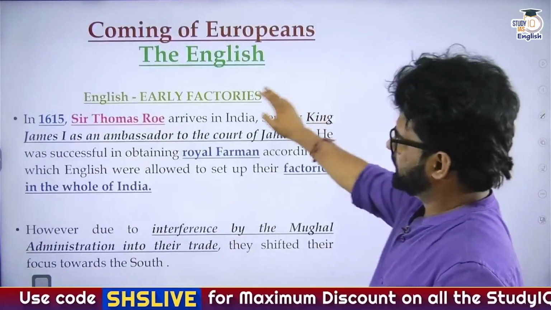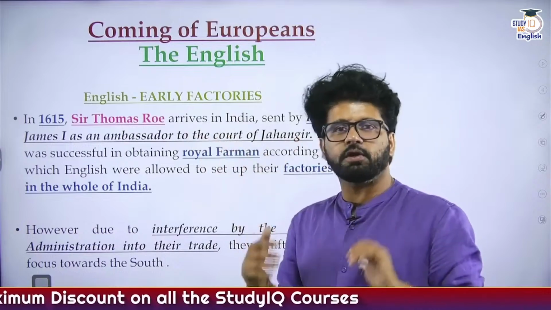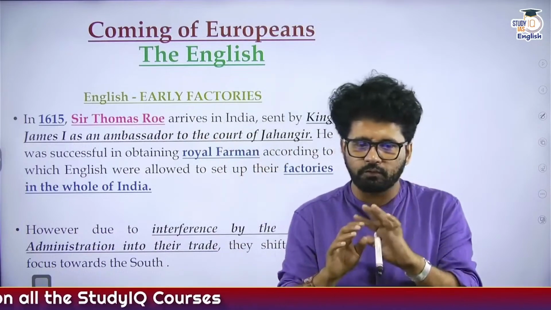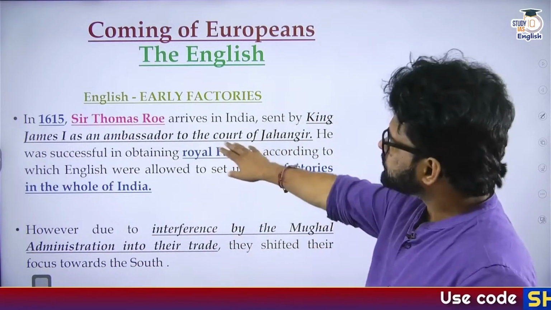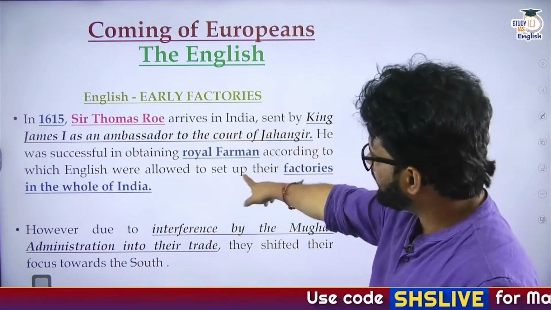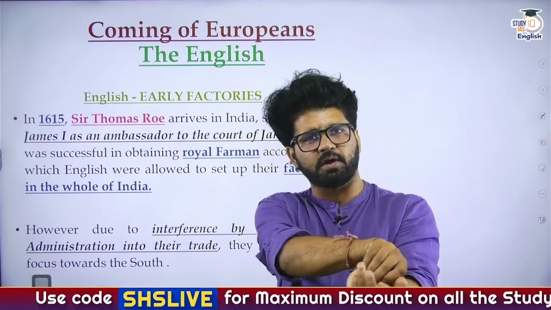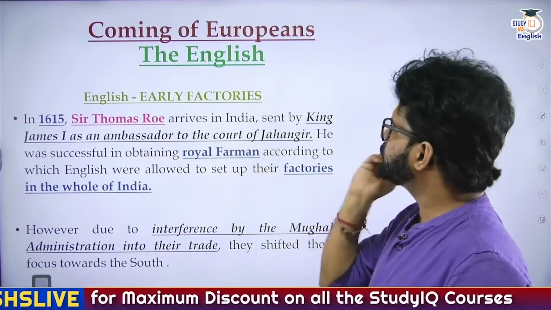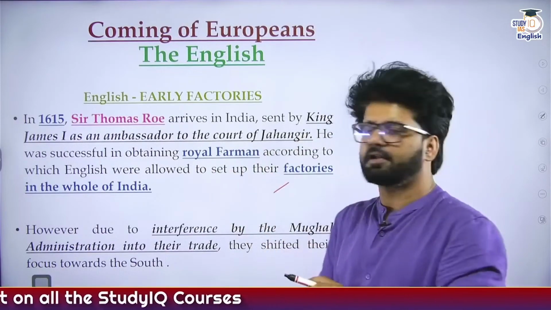So yes, let's focus. Now we have discussed all these things, and we will talk about the English later on also. The major point here is you have to understand, especially the points related to the Portuguese and Dutch. In 1615, Sir Thomas Roe arrived, and because the Battle of Swali of 1612 had happened, the English EIC had defeated the Portuguese, so now they will get so many things. He obtained a royal farman, and they were allowed to establish their factories in the whole of India.